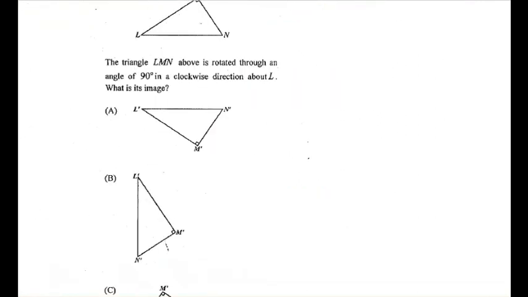55. The triangle LMN above is rotated through a 90-degree angle in a clockwise direction about L, which means that L remains stationary. So we're coming around 90 degrees about L. At the end, L will remain the same, N is moving, and N will be at this point, and if N is at this point, it means that M will be somewhere out here. So L remains stationary, this would be N, and M would be here.